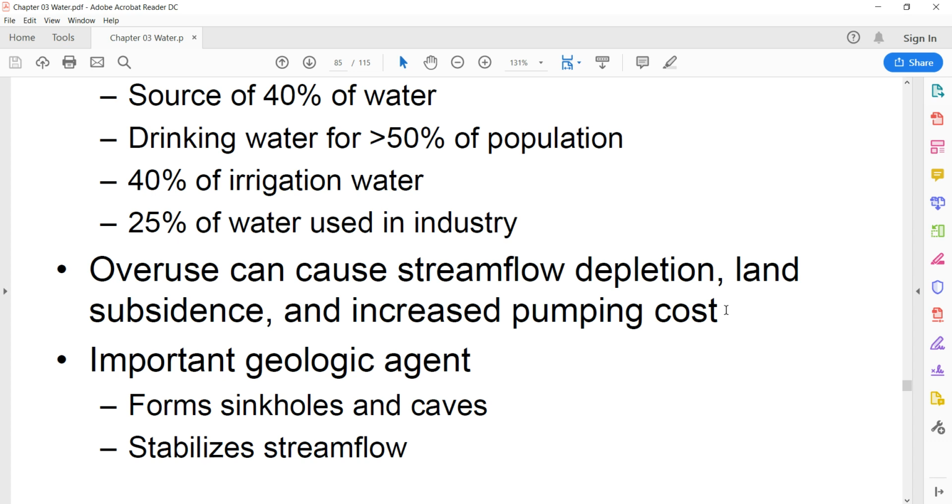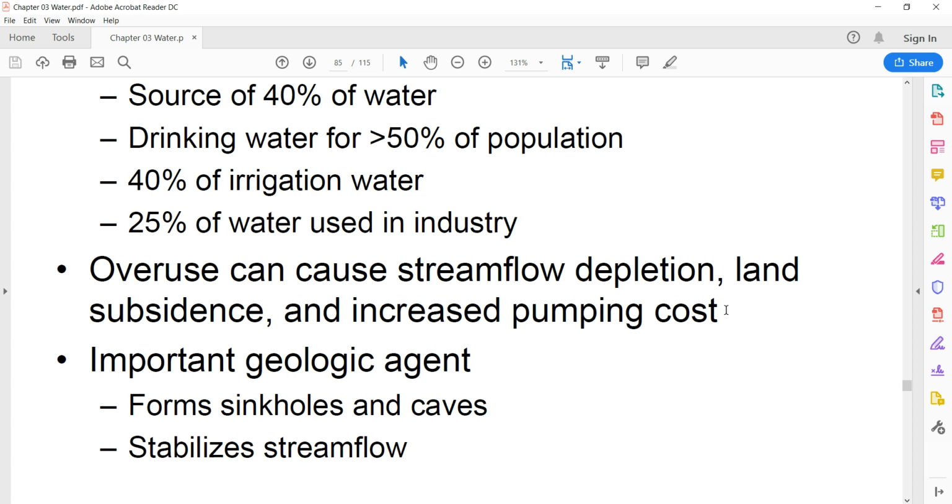Another important function of groundwater is that it stabilizes the stream flow. Stream flow is another term for surface runoff, or the water that flows in the stream or river. Lots of times this groundwater flow emerges on the surface and meets with the stream flow, and we will also see where and when it happens. So then it stabilizes the stream flow.